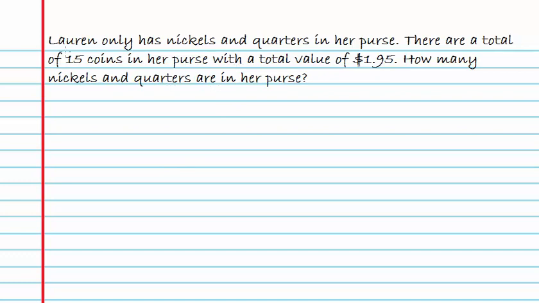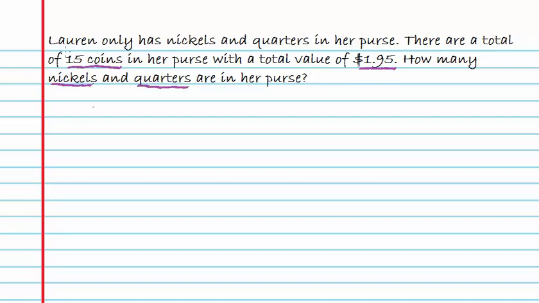So this problem says that Lauren only has nickels and quarters in her purse. There are a total of 15 coins in her purse with a total value of $1.95. So we want to find out how many nickels and how many quarters are in her purse.